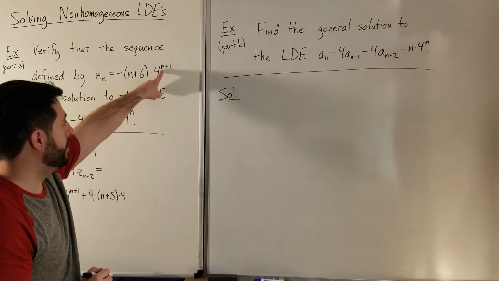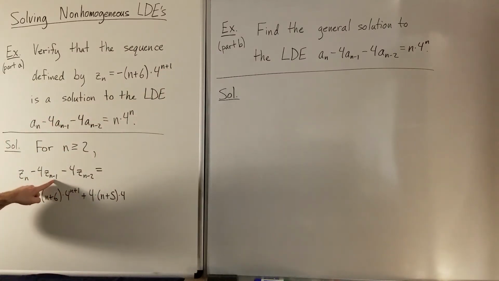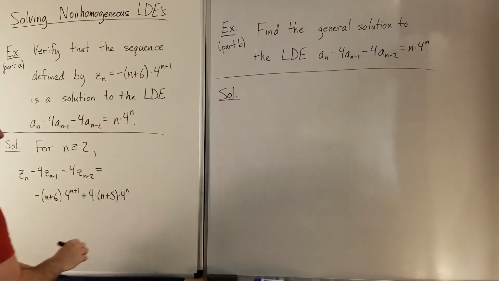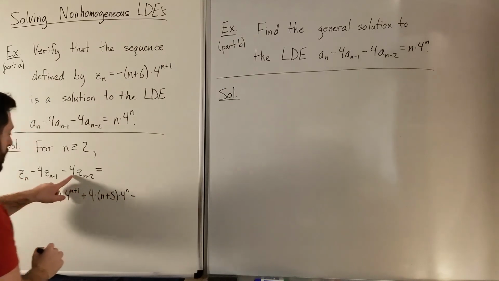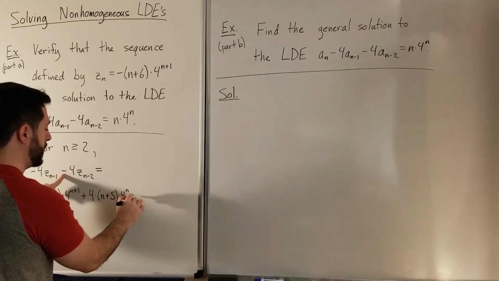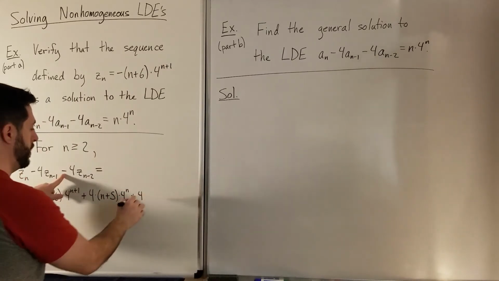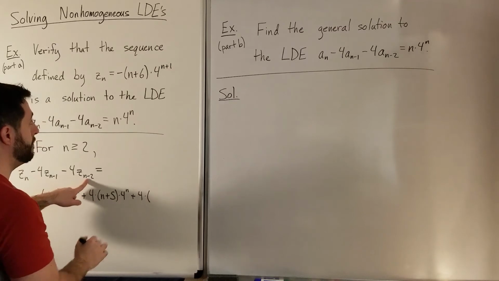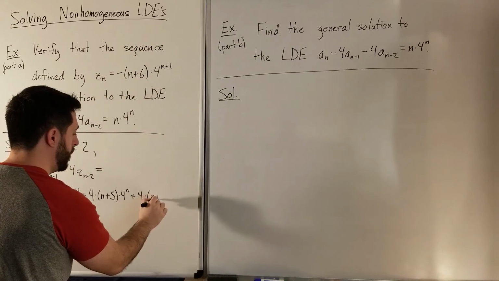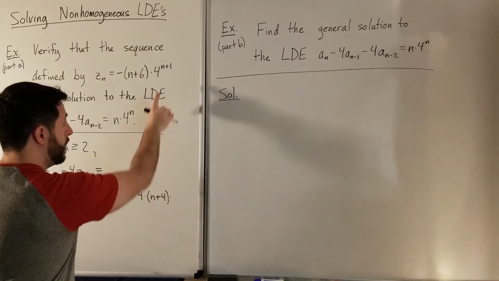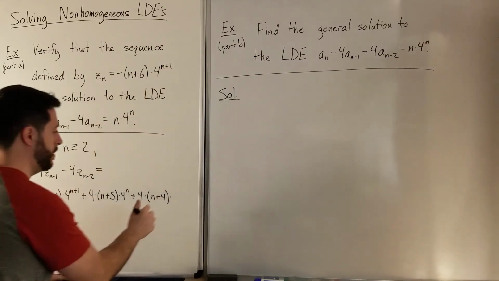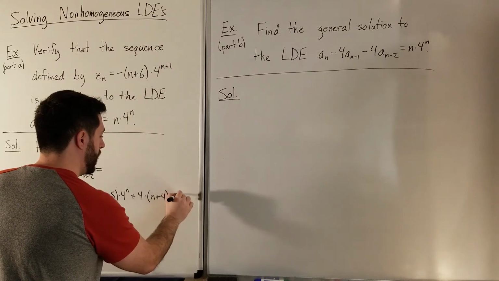Similarly I want to replace this n with n minus 1. And so n plus 1 just turns into n. Something similar is going to go on here. We have a minus sign, but this also has a minus sign, so I'm going to write a plus. It's going to be 4 times, replacing n by n minus 2 here, is going to give us n plus 4. And finally, n plus 1, where the n is replaced by n minus 2, is going to give us n minus 1.